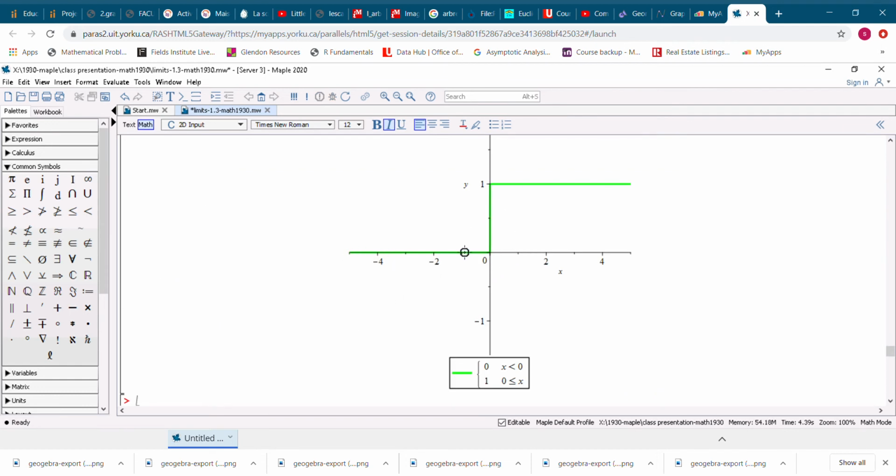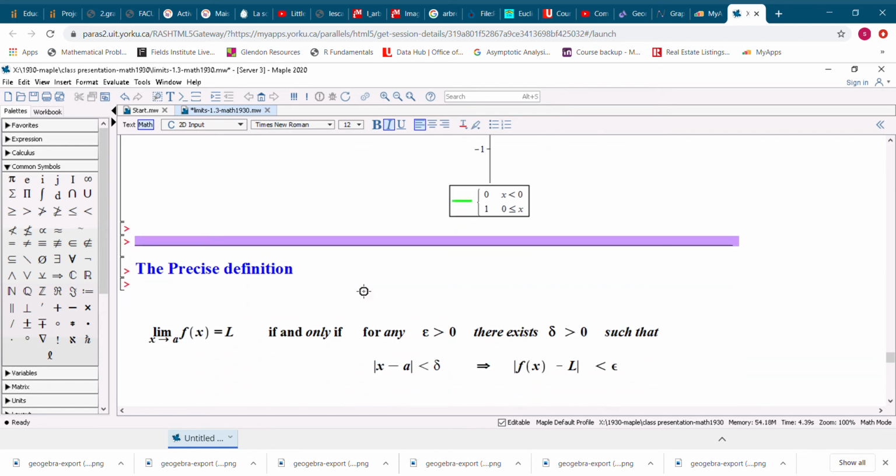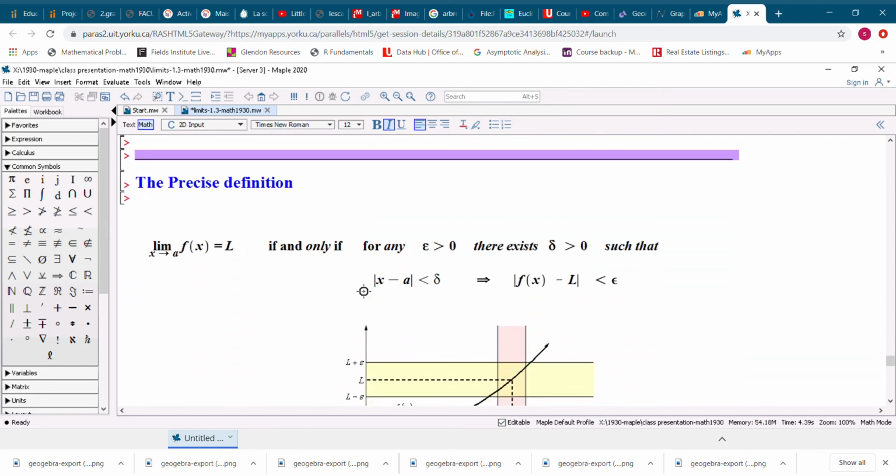So you see, we need to give a meaning. The information on the behavior from the right is important, it gives me an idea. The information on the behavior from the left as well. Globally, it doesn't approach a specific value, but it is still important to know what is happening from the right-hand side. So finally, here is the precise definition of the limit.